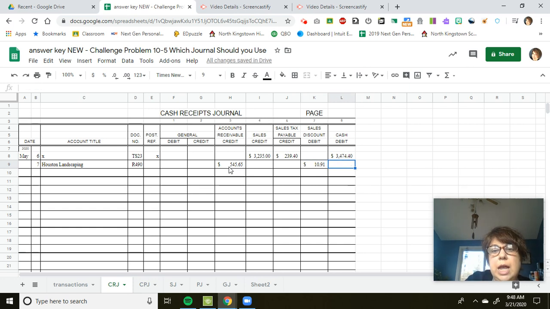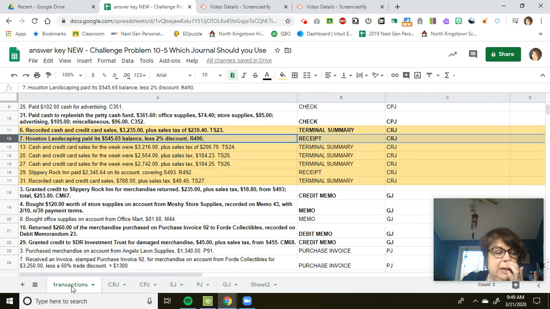So now how much cash did I actually receive? Again, debits should equal credits. So I'm going to take my amount that they owed me in cell H9, and I'm going to subtract the discount that I gave them in cell K9. So the total cash debit should be $534.74. Okay.